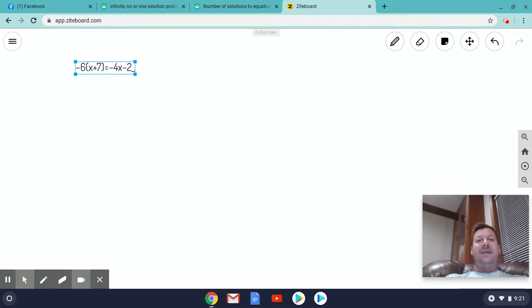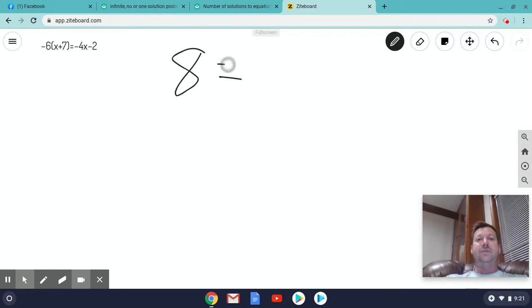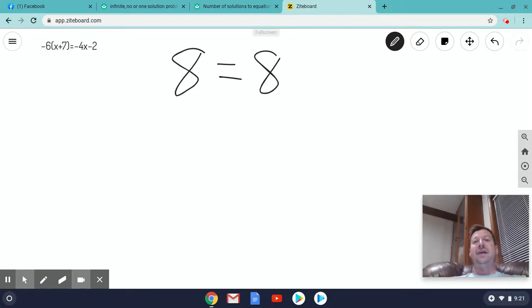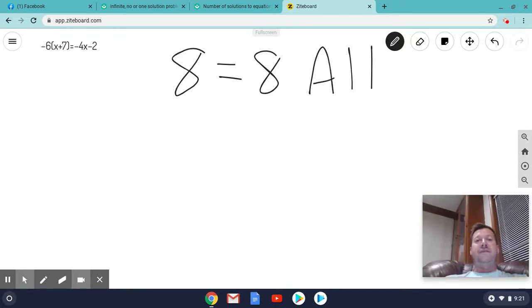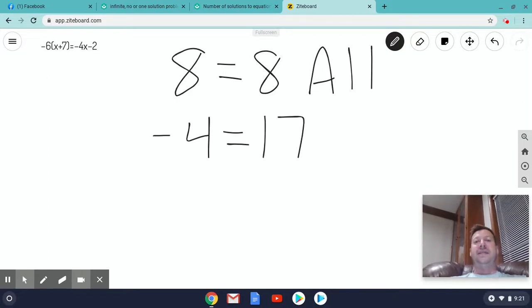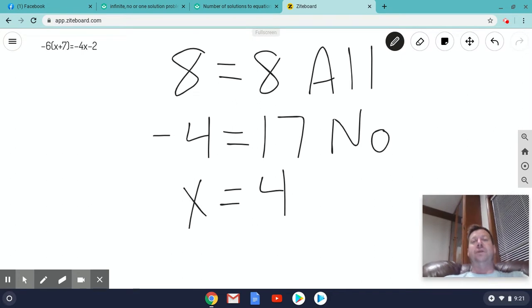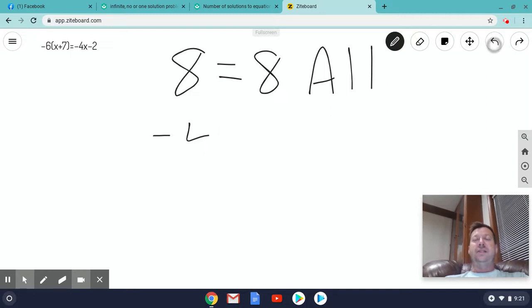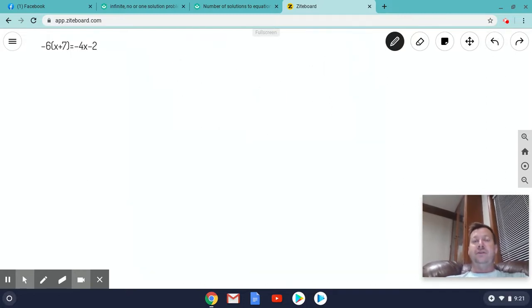Now, let me give an example here first. If I solve this and I get 8 equals 8 in the end, and they both are equal to each other, that's a true statement. I'm going to have all or infinite solutions. If I solve this out and I get something like -4 equals 17, that doesn't make any sense. That is no solutions. And if I solve this and I get something like x equals 4, then that is one solution. The one solution is 4. So let's see what happens when I start to solve this to see what I get. And if you get confused, you can rewind back to that right there and look at those examples to see.